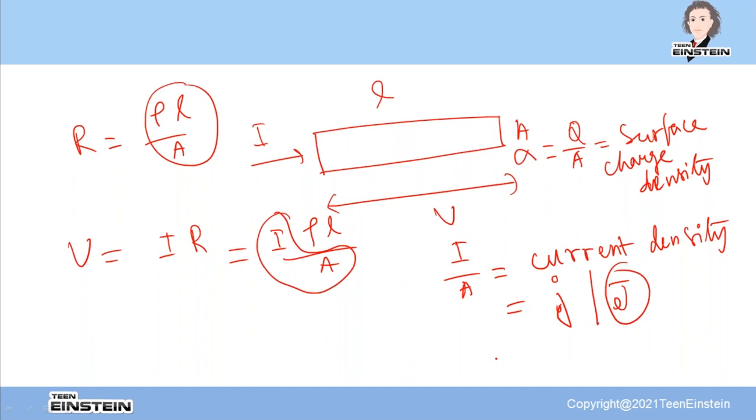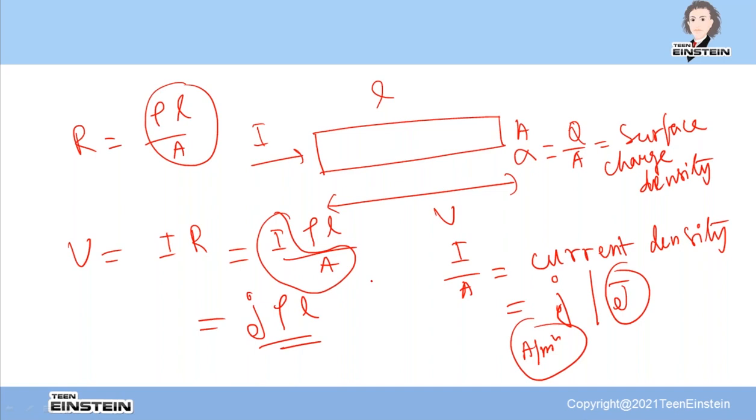What is the unit? The unit is ampere per meter square. This is the unit for current density. So look, I can write this as J rho L.